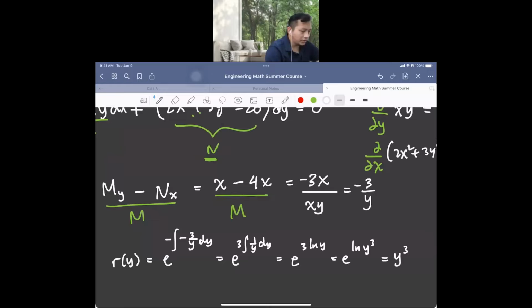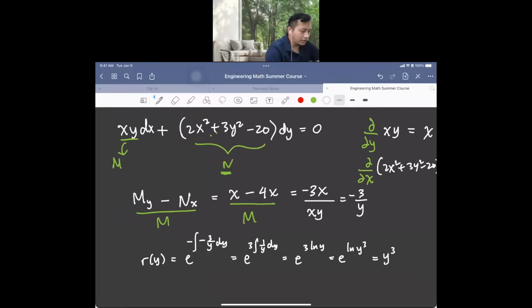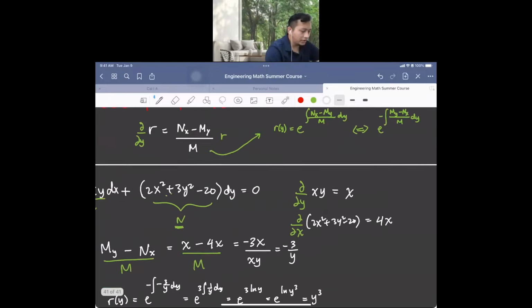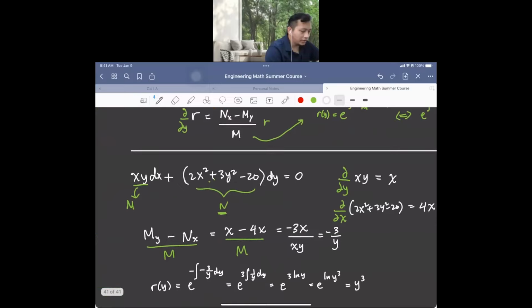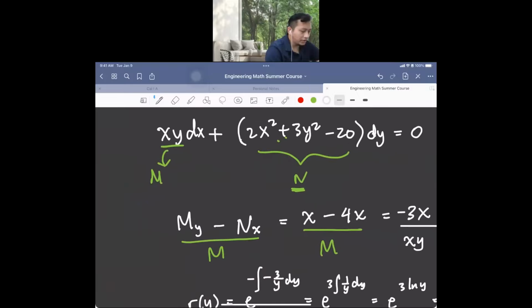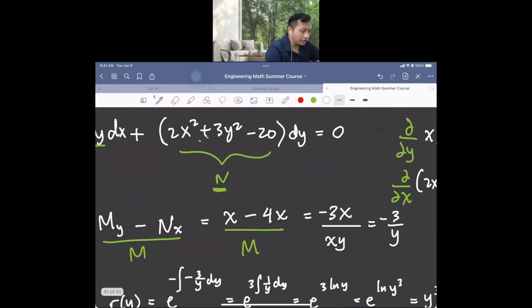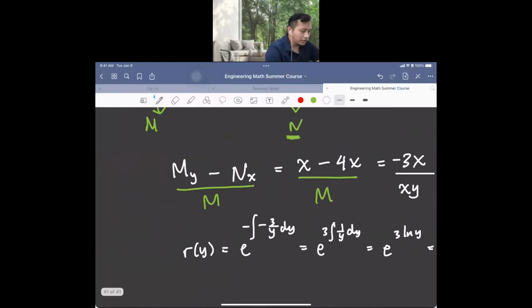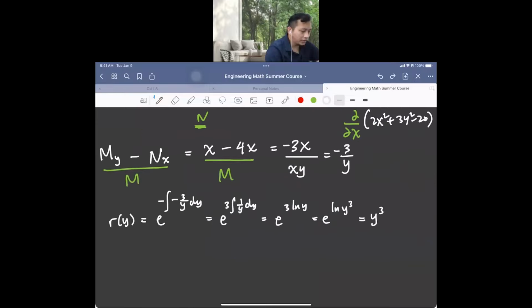If you want to follow the textbook, the textbook uses nx minus my. But for my case, to make it simple, you can just follow as it is, just take my minus nx. Then later, if you have y in your integrating factor, you just need to add a negative in front. I think it is easier and more practical, rather than needing to focus on which one is positive, my or nx. Let's just add the negative in the equation and it will be solved easily, right? So the integrating factor is y cubed.